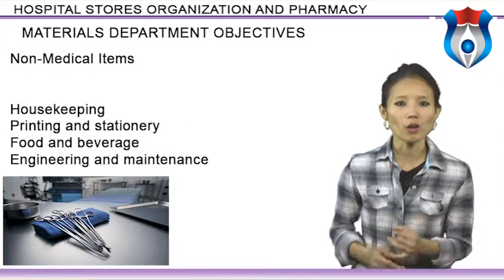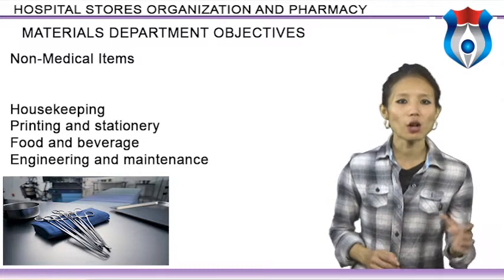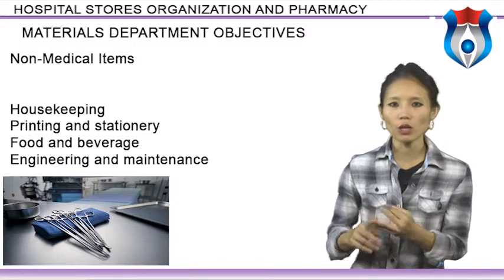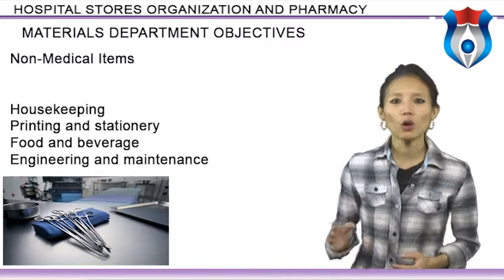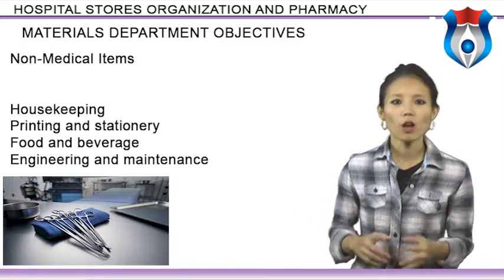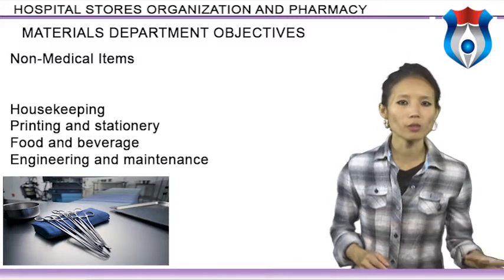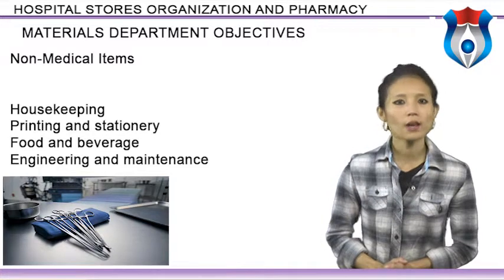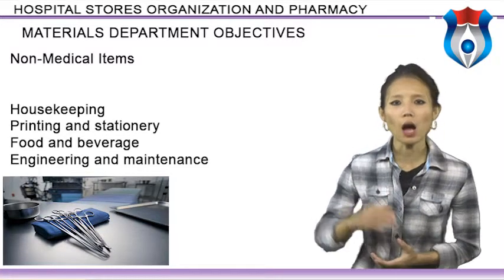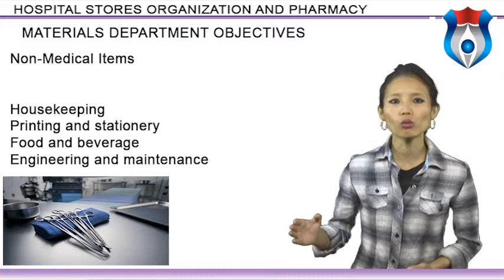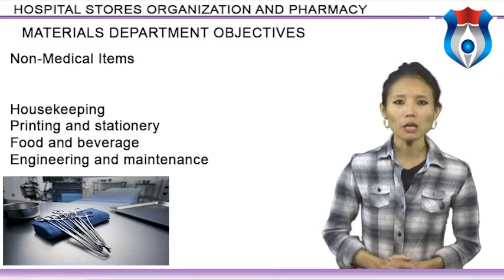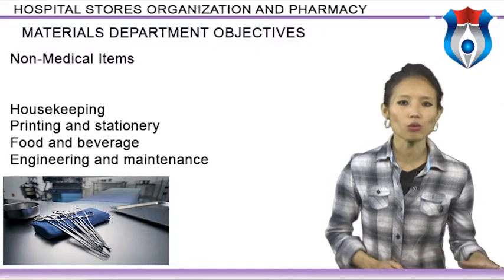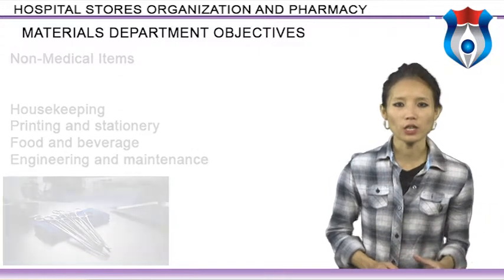Non-medical items: these are housekeeping, linen, toiletries, washing materials and blankets, printing and stationery, notepads, doctor's pads, OHP sheets and record books, food and beverage, vegetables, grocery and kitchen items, engineering and maintenance, spares and repair parts for the upkeep of capital items, tools and testing instruments. The materials department may be divided functionally into purchase department and the stores department for effective coordination.